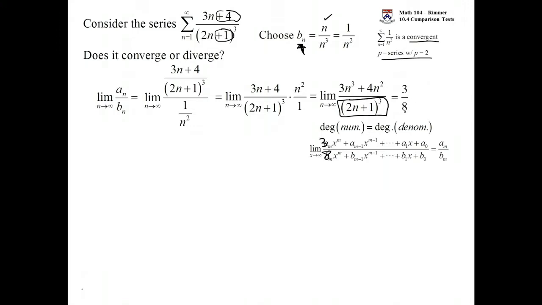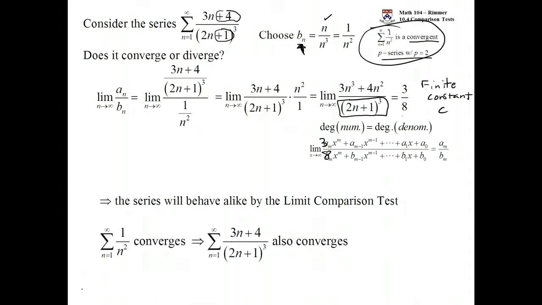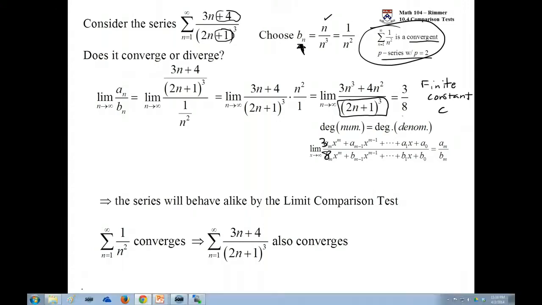What does this mean? What you have is a finite constant. According to the limit comparison test, it says that the two series then will behave alike. You went out and got a convergent p-series, so this given series will also converge. That's the first example. And next we'll have an example that's more difficult algebraically.